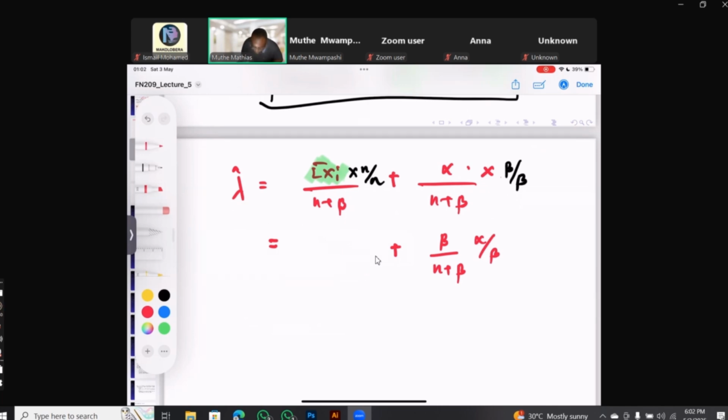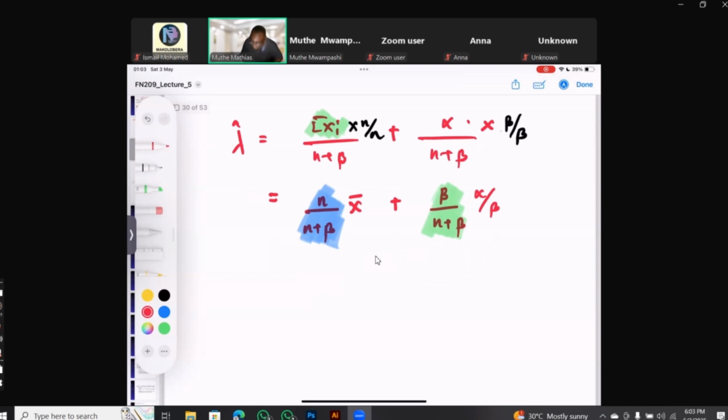I just want to show you what I'm trying to do in this case, because now here we are going to get n divided by n plus beta multiplied by x bar, right? So now look at this part here, and then look at this part here, right? Now what I've done here is rewrite the estimate in this form: z x bar plus 1 minus z, and then the mu.